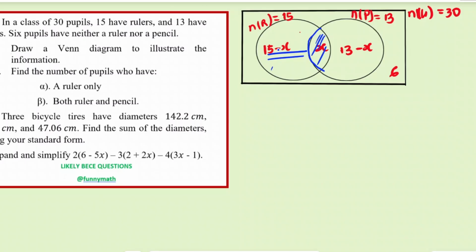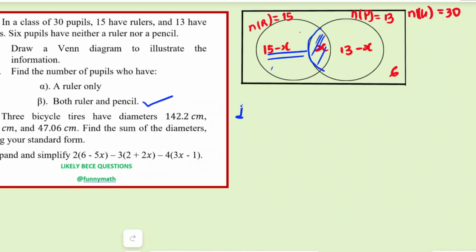But the question is, how do we find this one? We don't know the value of x, so how can we go ahead and find those who have ruler only? It doesn't make sense at the moment. So we're going to find the value of x first, that's going to be 1a I beta. So we're going to work this one first, and after getting the value of x, we will just go ahead and find those who have ruler only.